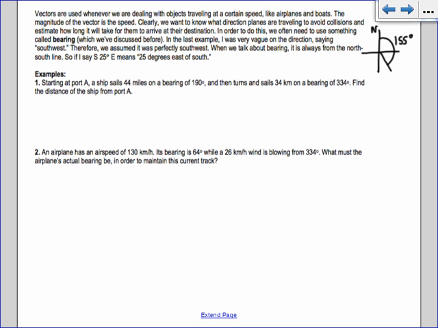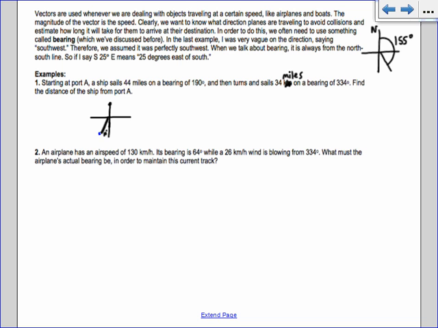All right, so it says starting at port A, a ship sails 44 miles on a bearing of 190 degrees. It's a little tricky to draw. I'm going to draw it kind of tiny. Should have given myself much more room. So we've gone 10 degrees west of south, right? And then all of a sudden it turns and it sails 34 miles on a bearing of 344 degrees.